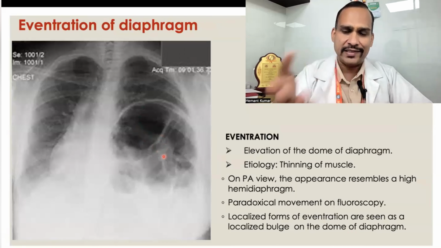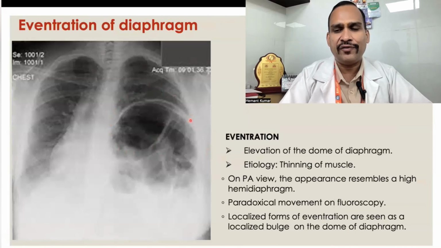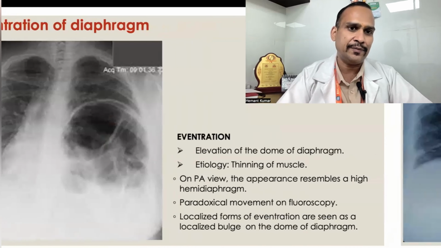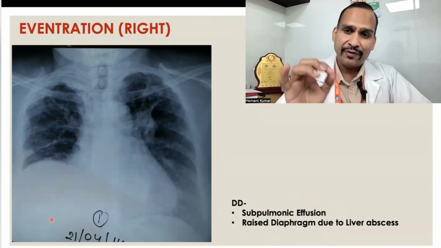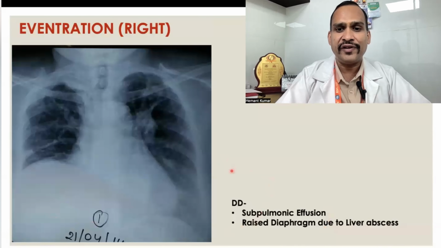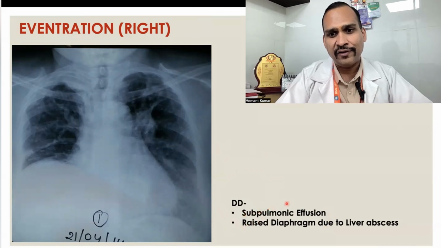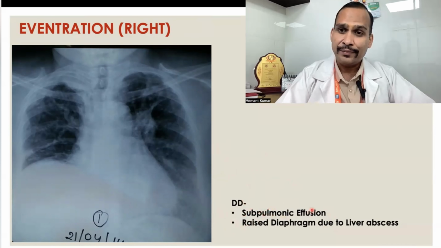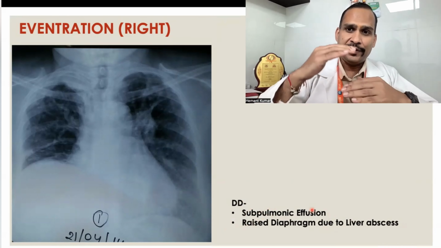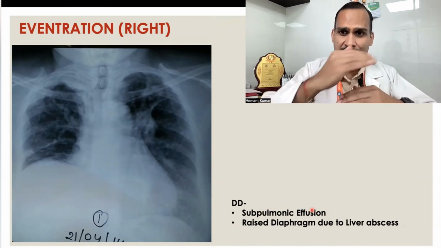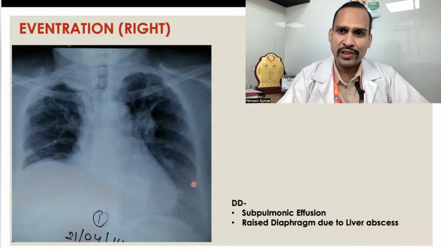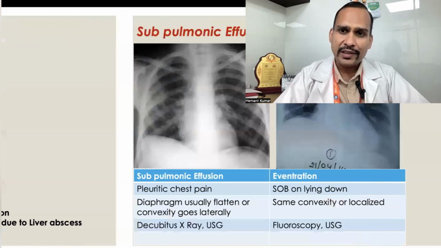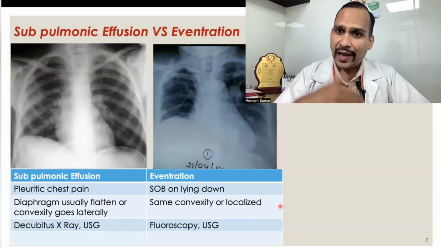So we will see another X-ray. This is eventration of diaphragm because of thinning of diaphragmatic muscle. In this X-ray, you can see elevation of the right side of diaphragm. But remember, radiologically, it is very difficult to differentiate eventration of diaphragm from subpulmonic effusion, meaning a collection of fluid between the diaphragmatic base and the pleura, and from raised diaphragm due to liver abscess. Radiologically it is difficult, but still we can have an idea.